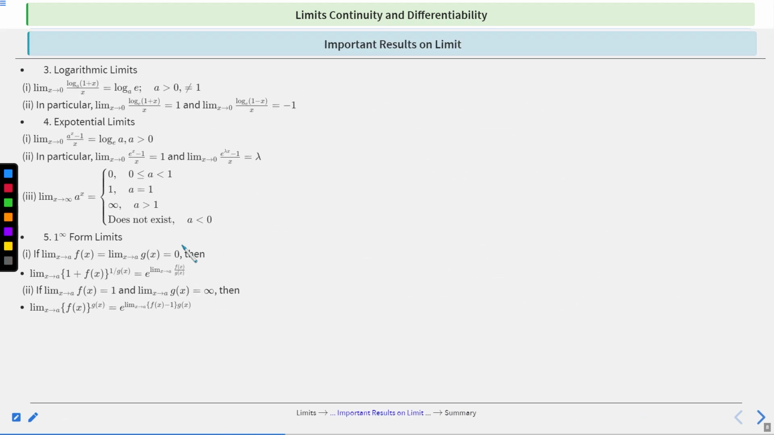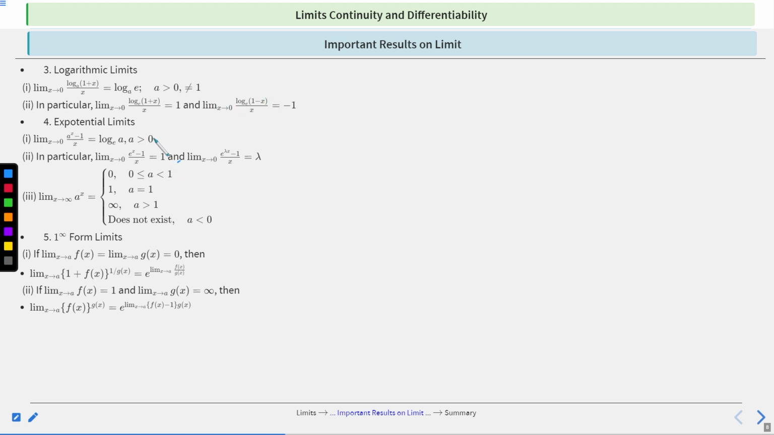Next important results on limits is logarithmic limits. It says limit x tending to 0 of log base a (1 plus x) upon x is equal to log base a of e, where a is greater than 0 and not equal to 1. In particular, limit x tending to 0 of log e (1 plus x) upon x is equal to 1 because log e of e is 1. And limit x tending to 0 of log e (1 minus x) upon x is equal to minus 1.